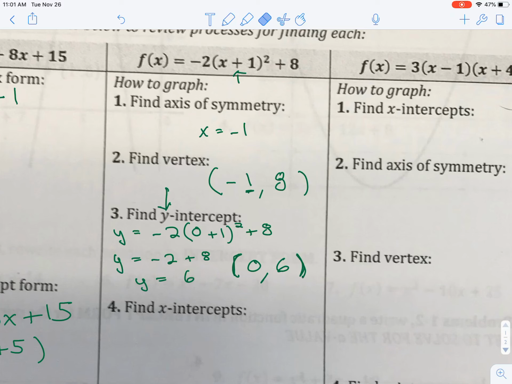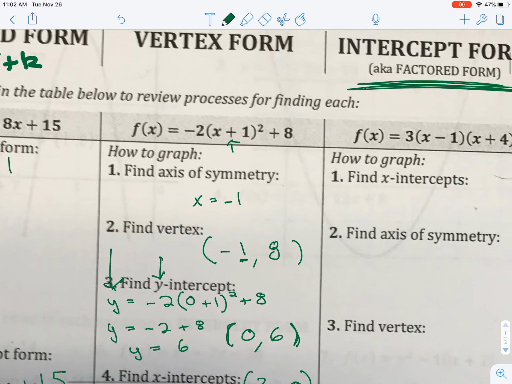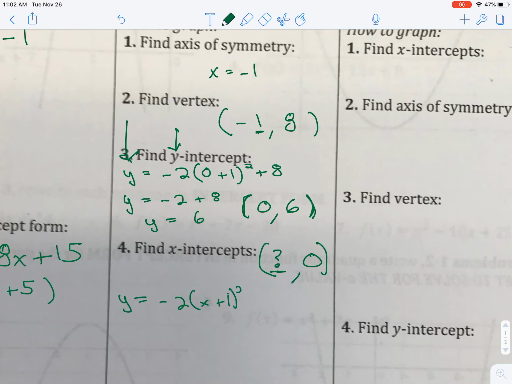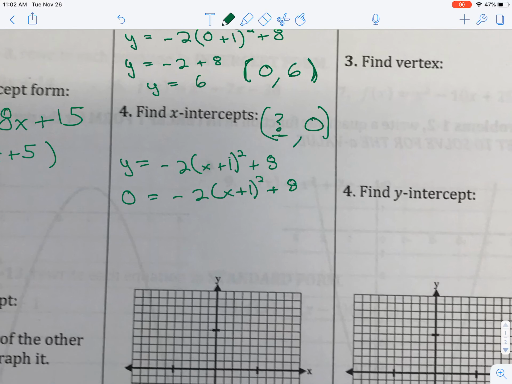Now the question is, what is x when y is 0? So now we're going to do the same thing, but we're going to put 0 in for y and see what x is. So again, the whole equation I'm going to write out. Let's see, what was it? x plus 1 squared plus 8. But this time I have y equaling 0. Okay, this is trickier, so make sure to listen up. So from here, I need to solve for x. So I'm going to subtract 8 from both sides.